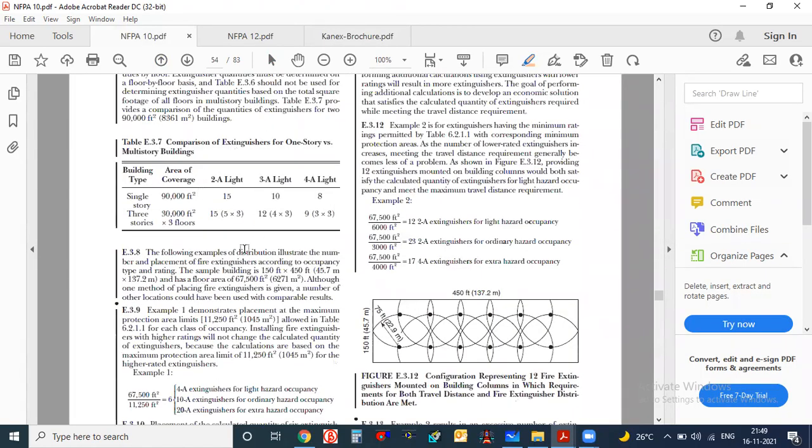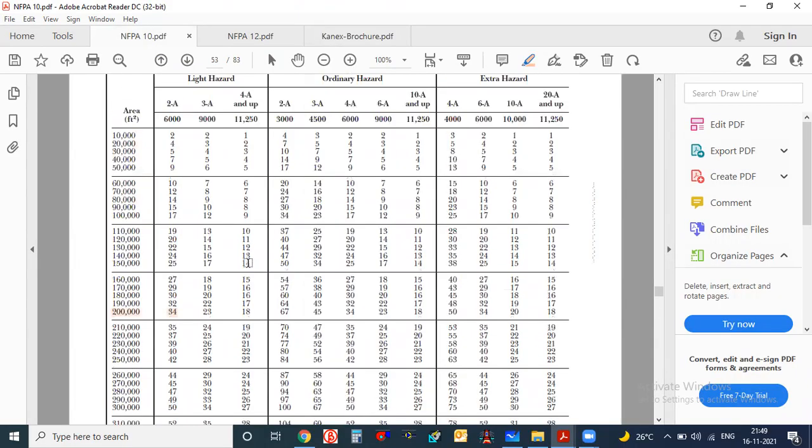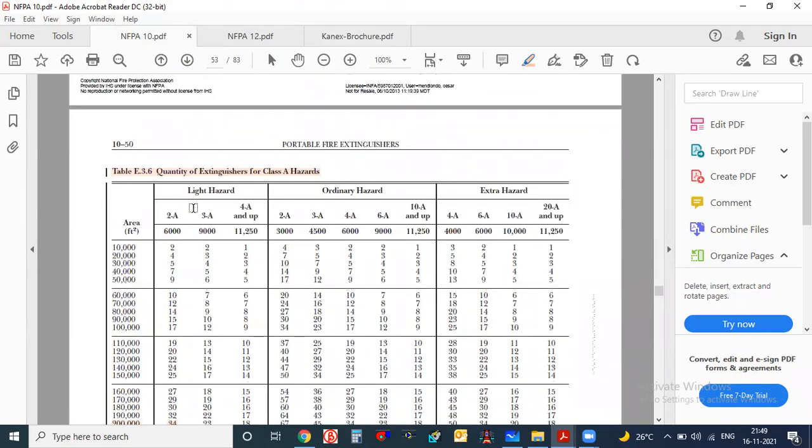Hi sir, I didn't get the 2A, 3A. What is that? That is just the rating, 2A, 3A and 4A. These are the ratings of fire extinguishers. The manufacturer will give us that.